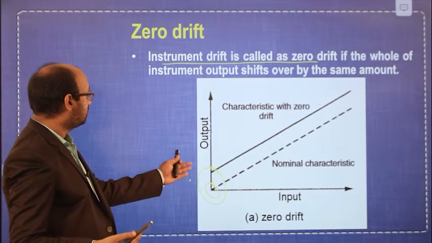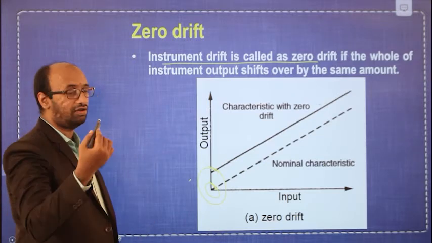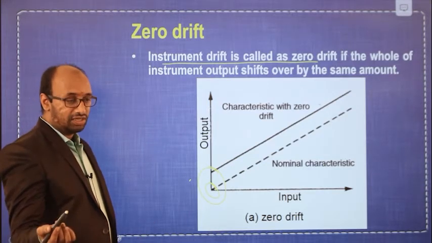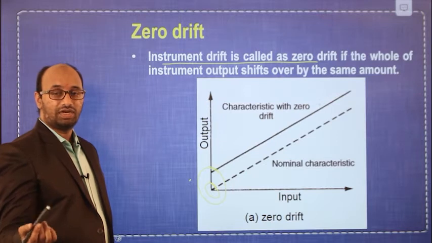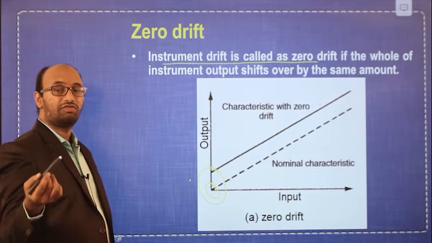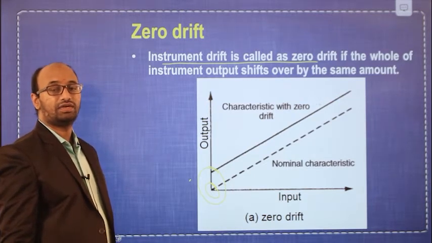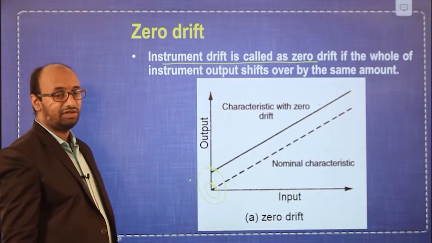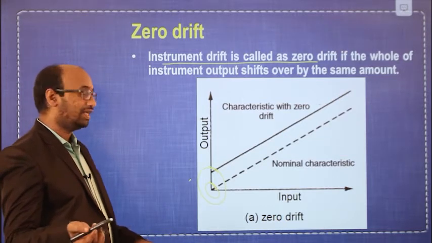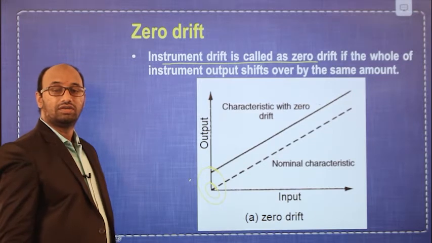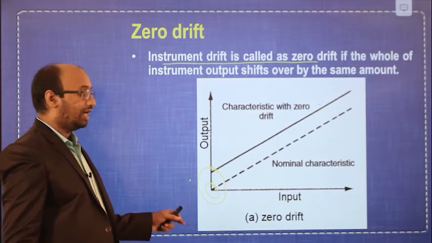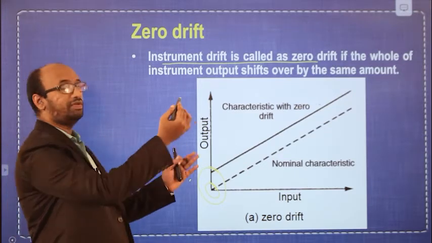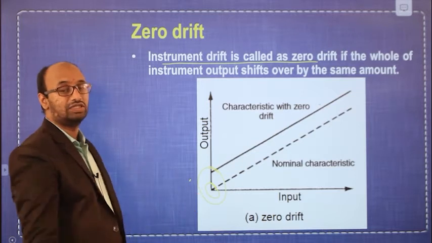This drift is a result of a variation in the temperature around the measuring instrument, or maybe mechanical vibrations of different components inside the instrument, or any stray electric and magnetic fields. All these may result in zero error in the instrument, and this zero error is maintained throughout the measurement. So this is called zero drift.